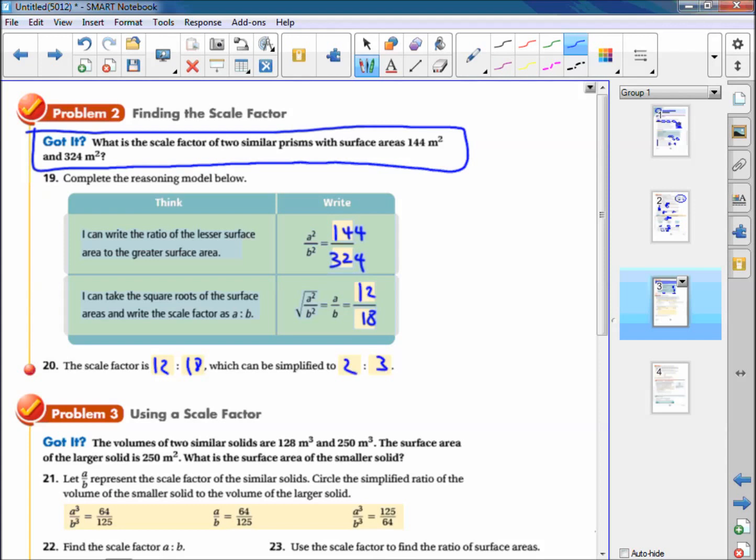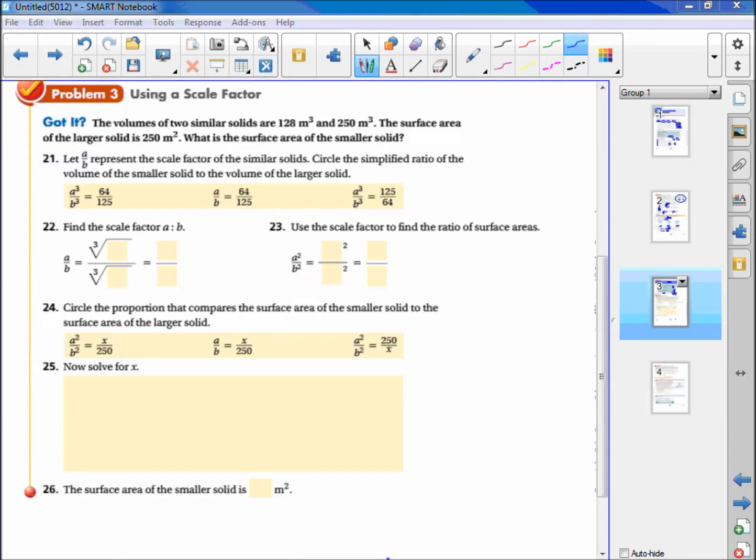So given that we know two shapes are similar, and we know their surface areas, we can back up and get the scale factor of the shapes. All right, let's take a look at the next question. The volumes of two similar solids are 128 meters cubed and 250 meters cubed. So we know the solids are similar, so there should be a scale factor between them, and we know the volumes. The surface area of the larger solid is 250 meters squared, and we want to find the surface area of the smaller one.